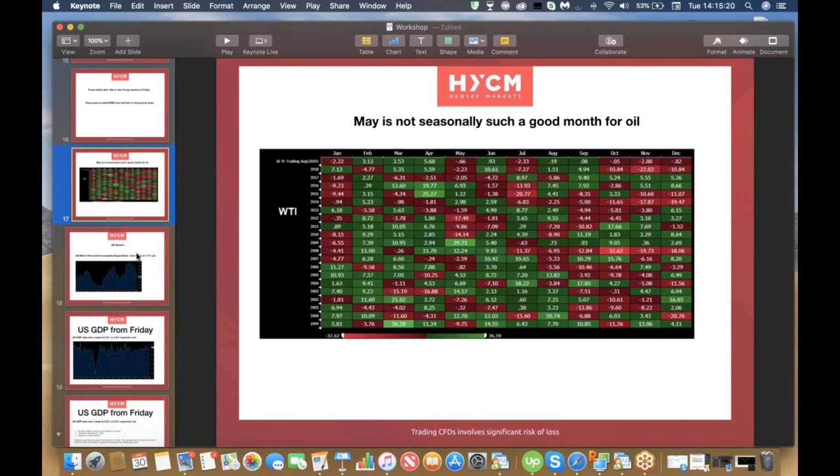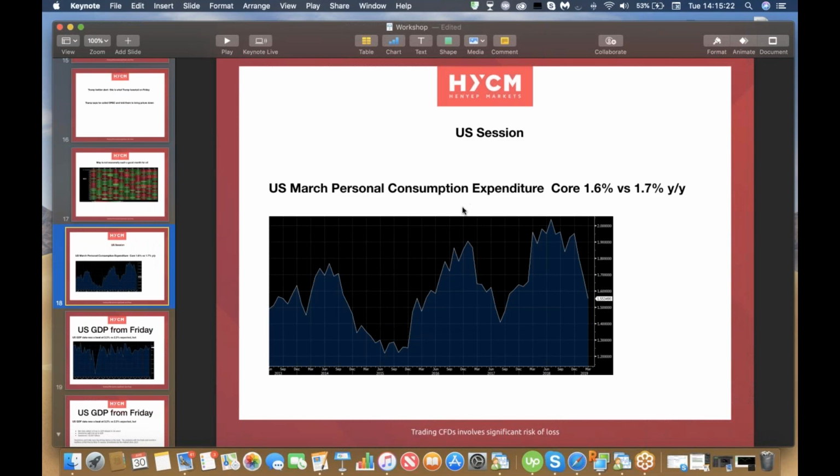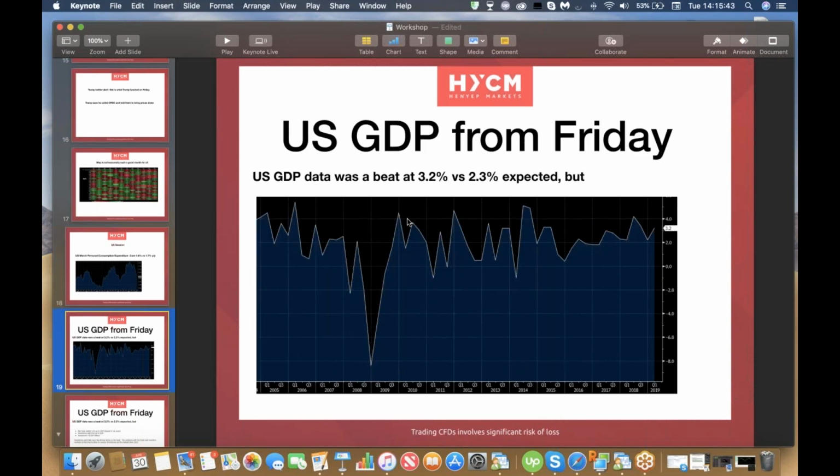So that's just to bear in mind. In the US session, end of yesterday evening, my time, we had the US March personal consumption expenditure core just dropped a little bit down, 1.6% rounded up, 1.55% unrounded. And just to remember that the US dollar kind of sold off, even though there was a strong GDP data beat on Friday.